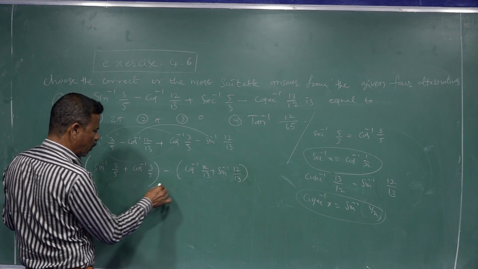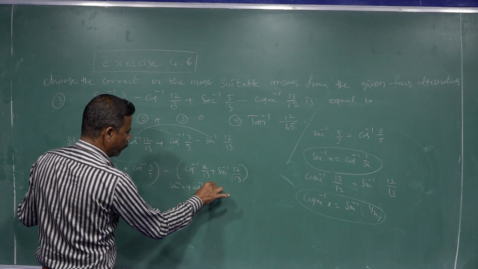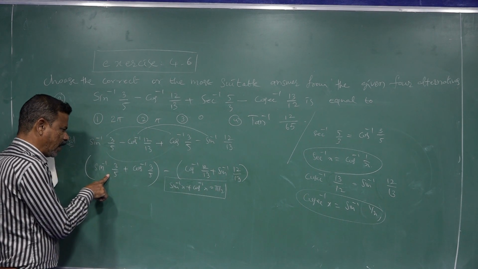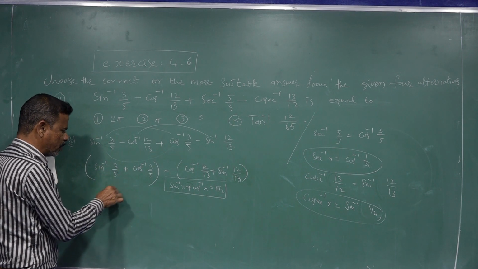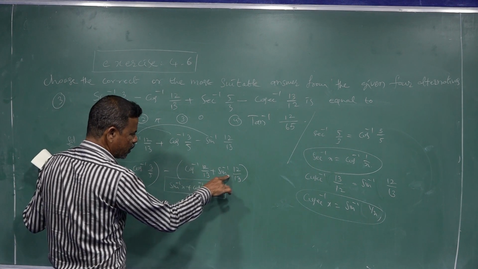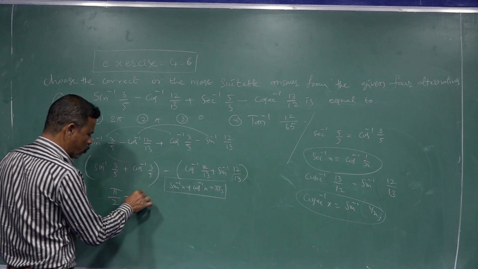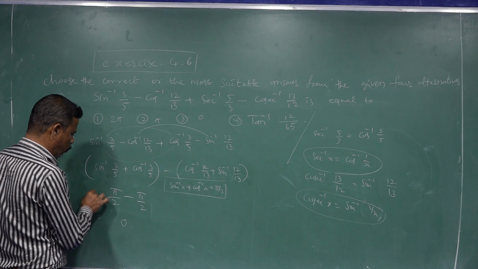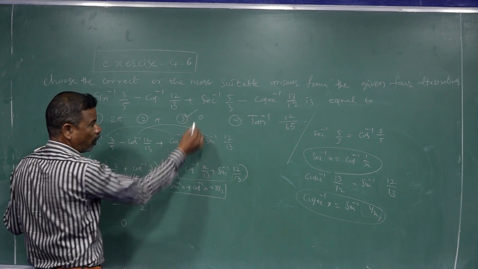According to the formula, sin inverse x plus cos inverse x is equal to π/2. Here x is 3/5, here 3/5. That's why this value is π/2, minus this also, cos inverse x plus sin inverse x, where x is 12/13. So that's why this value is also π/2. π/2 minus π/2 is equal to 0. So the suitable answer is 0, the third option.